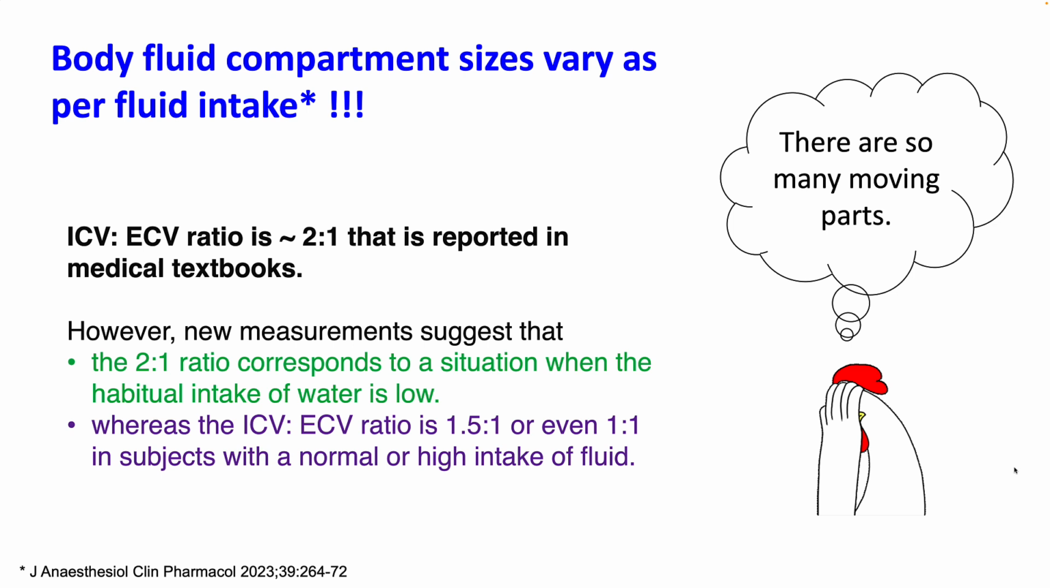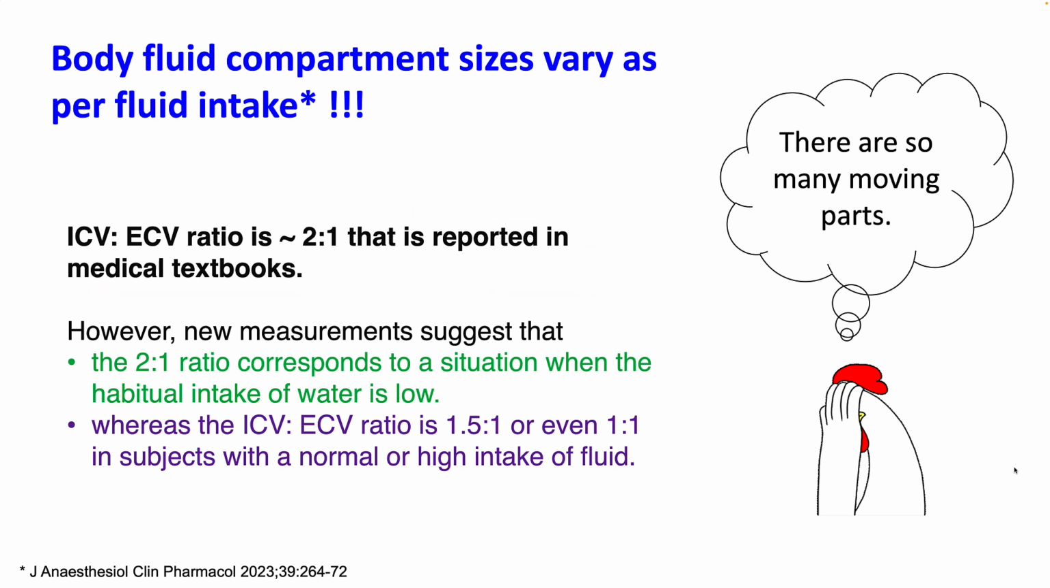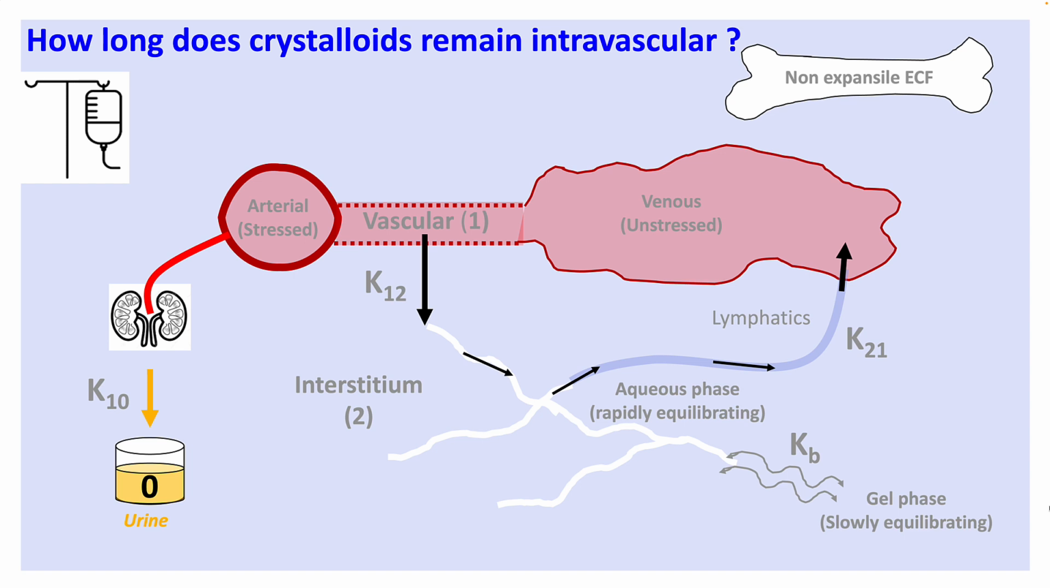The body fluid compartment size also affects the half-life of fluids. It was interesting to note that the ratio of intracellular volume to extracellular volume, which is usually described as 2:1, changes with the amount of fluid intake. If a subject takes a high amount of fluid on a daily basis, the ratio of ICV to ECV can be as low as 1:1. So to summarize, how long crystalloid remains intravascular depends upon many conditions.